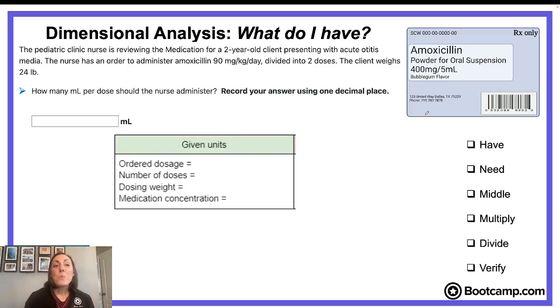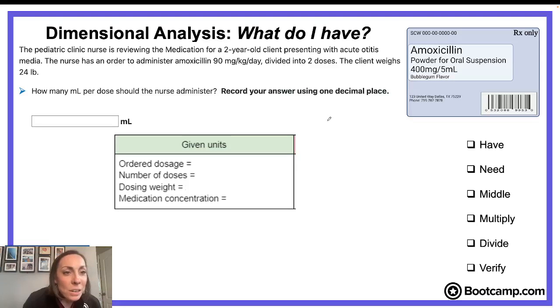Okay, so let's take on one more problem that we'll do the same way, dimensional analysis and a ratio proportion. Now, this one is going to be more challenging because we have a weight conversion, but you are ready for it. So let's read this together. The pediatric clinic nurse is reviewing the medication for a 2-year-old client presenting with acute otitis media.